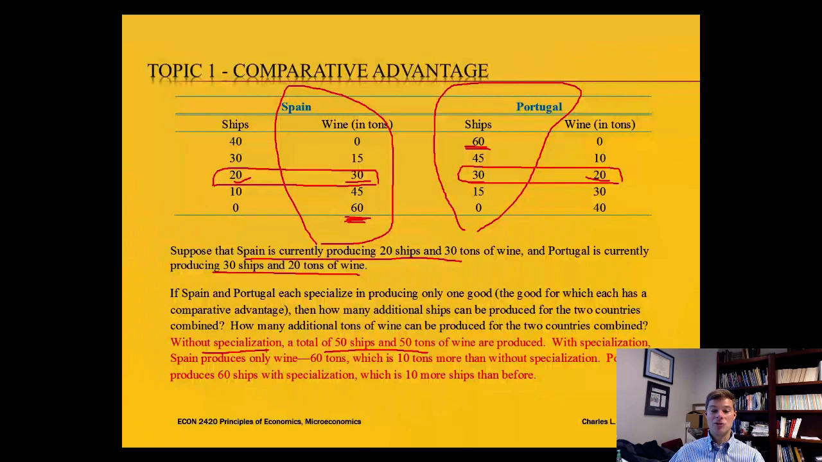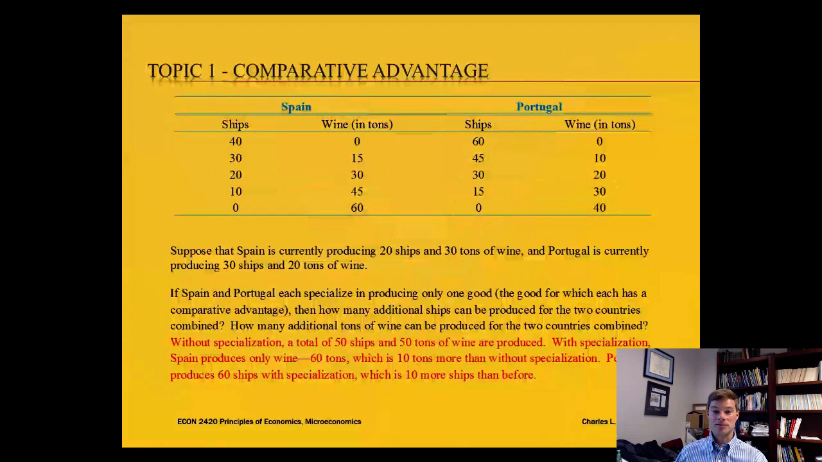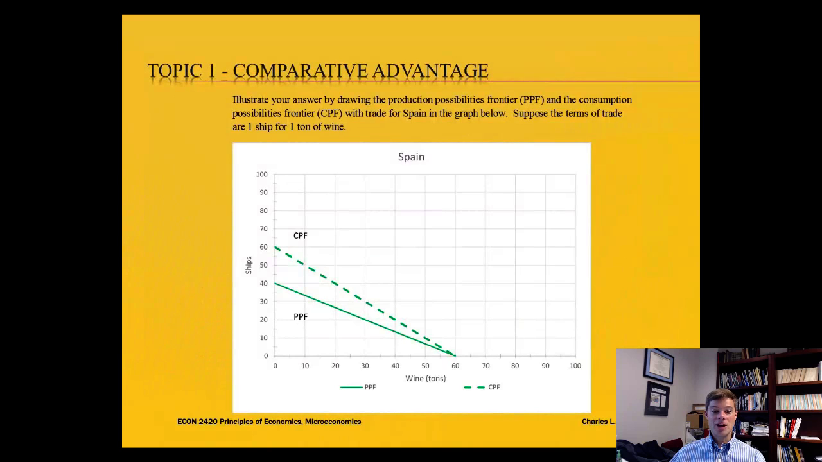Without trade, the two countries combined were making 50 ships and 50 tons of wine. With specialization, Spain produces 60 tons of wine, Portugal produces 60 ships, and so that's 10 more ships than before. That's 10 more tons of wine than before. This shows us that with specialization, based on comparative advantage, the two countries combined are able to increase output. So let's suppose that the two countries are producing 60 tons of wine and 60 ships. If they engage in trade, then they both can be made better off.